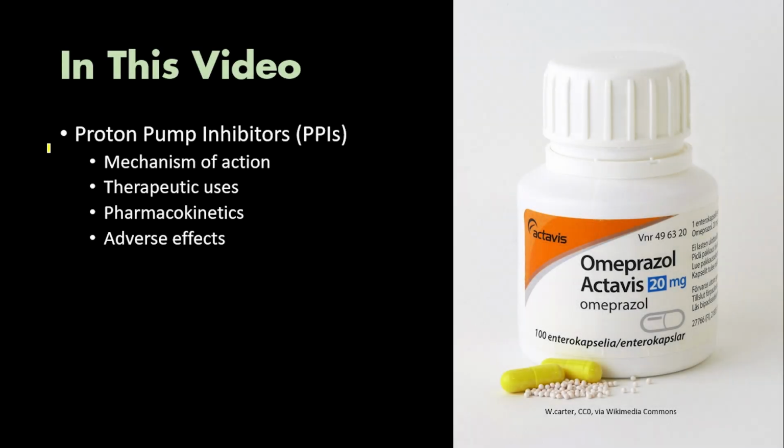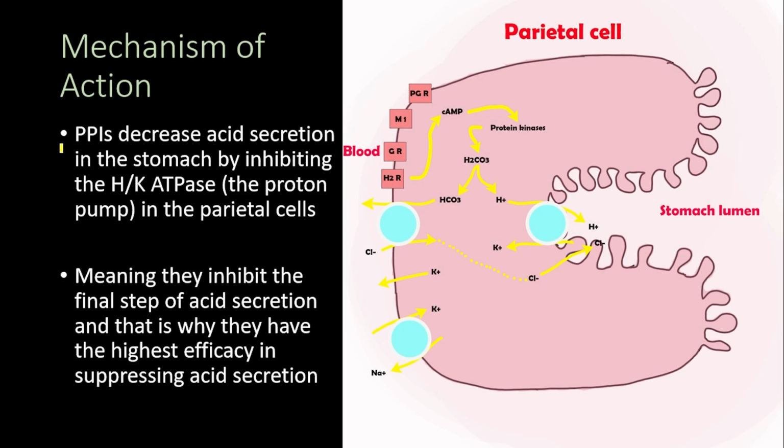So, in our discussion about the proton pump inhibitors, we will cover topics including their mechanism of action, therapeutic uses, pharmacokinetics, and adverse effects. The proton pump inhibitors work by decreasing the acid secretion in the stomach by inhibiting the hydrogen potassium ATPase, which is also known as the proton pump, in the parietal cells.